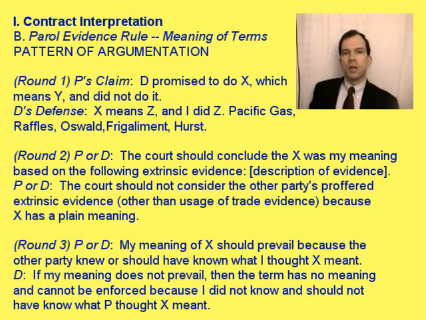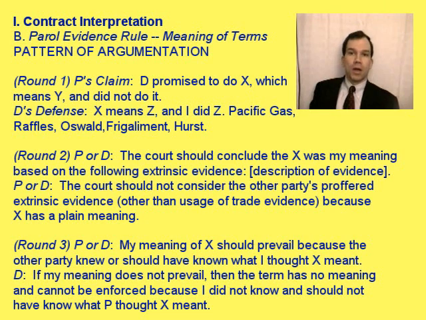Well, here the pattern of argumentation is a little more complicated. It really takes place, or could take place, in 3 rounds. The first round is just simply the claim and the defense. The claim here is that, well, the defendant promised to do X, which means Y, and didn't do it. And the defense is, well, X actually means Z, and I did Z, and therefore I'm not in breach. We saw 5 examples of this pattern of argumentation in the Pacific Gas, the Raffles v. Wickleshouse case, the Oswald v. Allen case, and the Fergal-Ament and the Hearst cases.